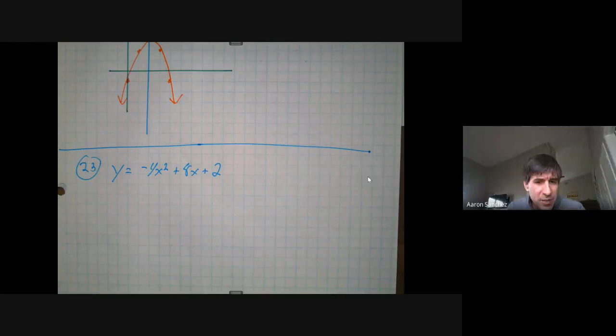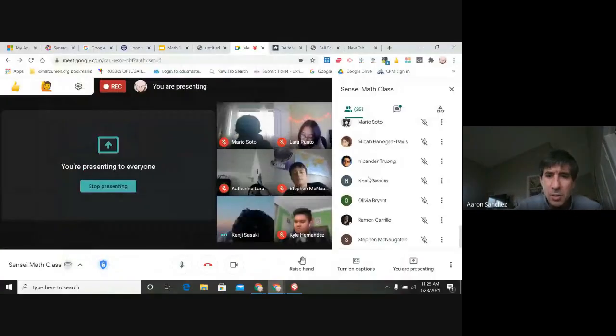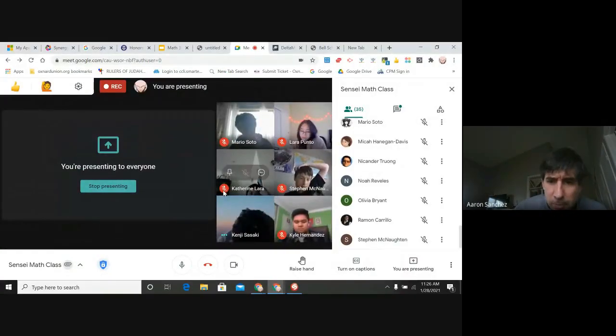To graph this, I think it would be easier to do this in vertex form. So we have to put this in vertex form by completing the square. Raise your hand if you've heard of completing the square, or done that in math. Do you guys need help? Raise your hand if you remember it but still need a little bit of a review on how to do this.